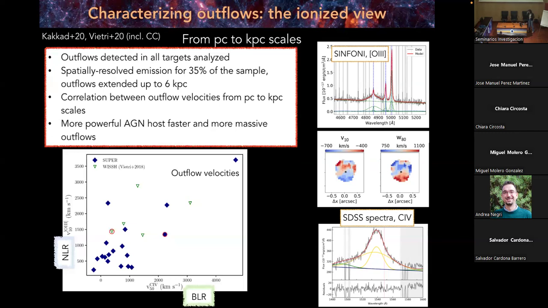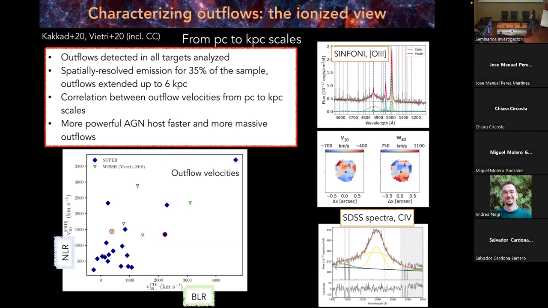So what did we learn? We detected outflows in all the targets analyzed, and this is analysis carried out on the sample made of unobscured AGN type 1, where we could see, let's say, directly close to the supermassive black hole. The outflow was partially resolved for 35% of the sample, with outflows extended up to 6 kiloparsec in physical scale.